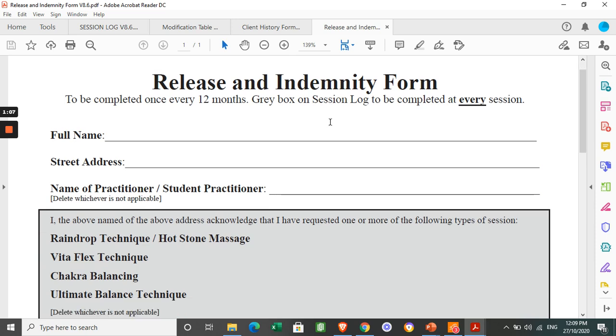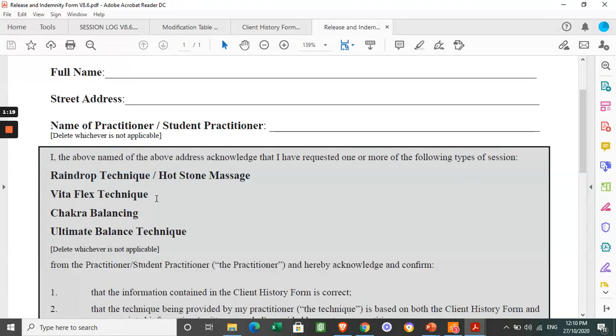So the release and indemnity, you want your client to put their full name, their street address, and the name of you as the practitioner or student practitioner if it's one of your case studies. You also then want them to circle the technique that applies to them. So if they're having hot stone massage, you would circle that. If they're having raindrop technique, you would circle that.